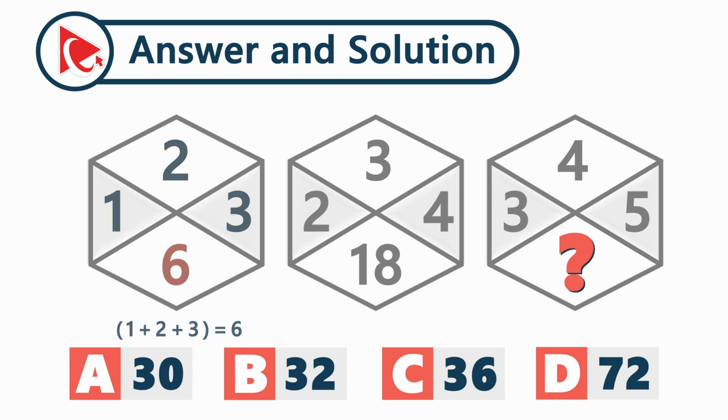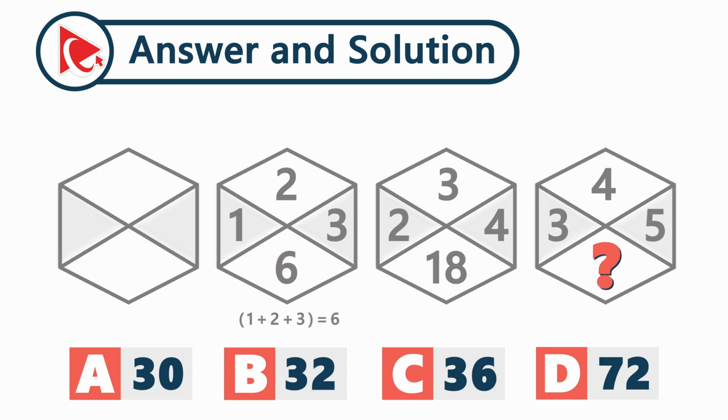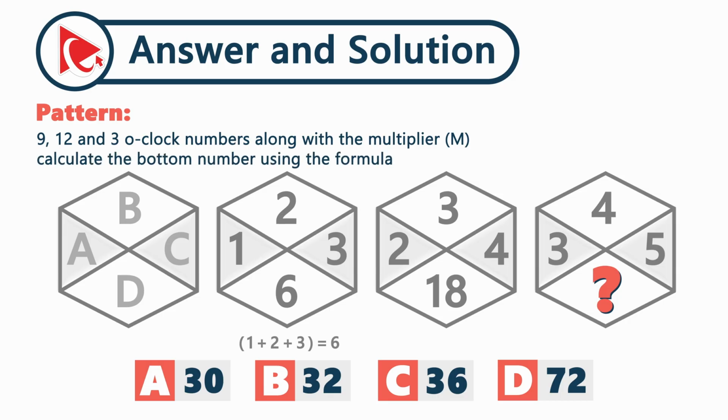To understand it, let's assign letters for each position in the hexagon. Let's assign letters A, B, C, and D. And then the pattern here is that the numbers in the positions A, B, and C at 9, 12, and 3 o'clock, along with the multiplier, calculate the bottom number using the formula D equals A plus B plus C multiplied by the multiplier. So the actual formula for the calculation in the first shape would be, in parentheses, 1 plus 2 plus 3 multiplied by 1, which is the multiplier, equals 6.